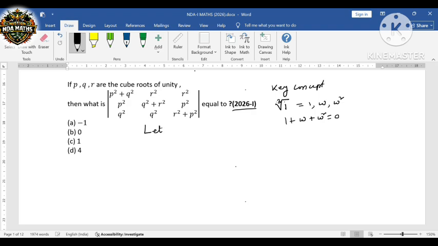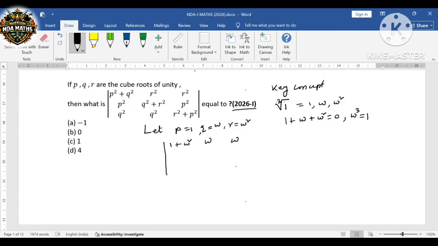So they are cube roots P, Q, R. Let me consider P is 1, Q is omega, R is omega square. Now if I put all this in this determinant, first element is P square plus Q square. P square is 1, Q square is omega square, R is omega square so R square is omega power 4. Another important property is omega power 3 is 1, so omega power 4 means omega. Again R square means omega power 4, which is again omega.